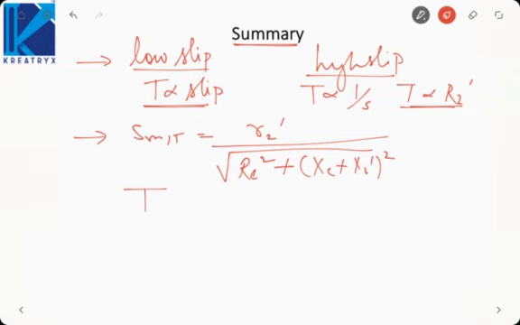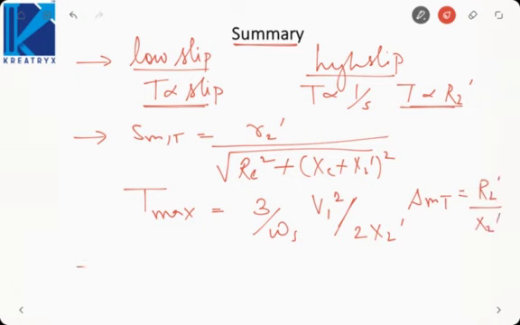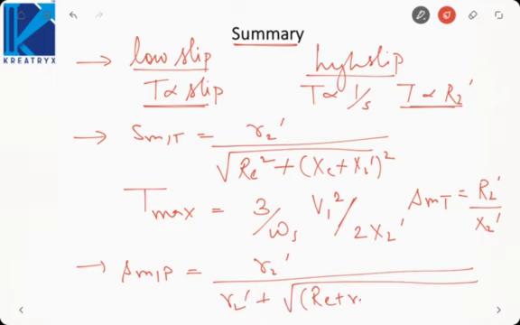And then we derived the maximum torque after neglecting the stator impedance, V1 square by 2X2 dash. Here SMT was R2 dash by X2 dash. Then we derived slip for maximum developed power. It was R2 dash over R2 dash plus under root RE plus R2 dash square XE plus X2 dash square. So that is what we covered in this lecture.